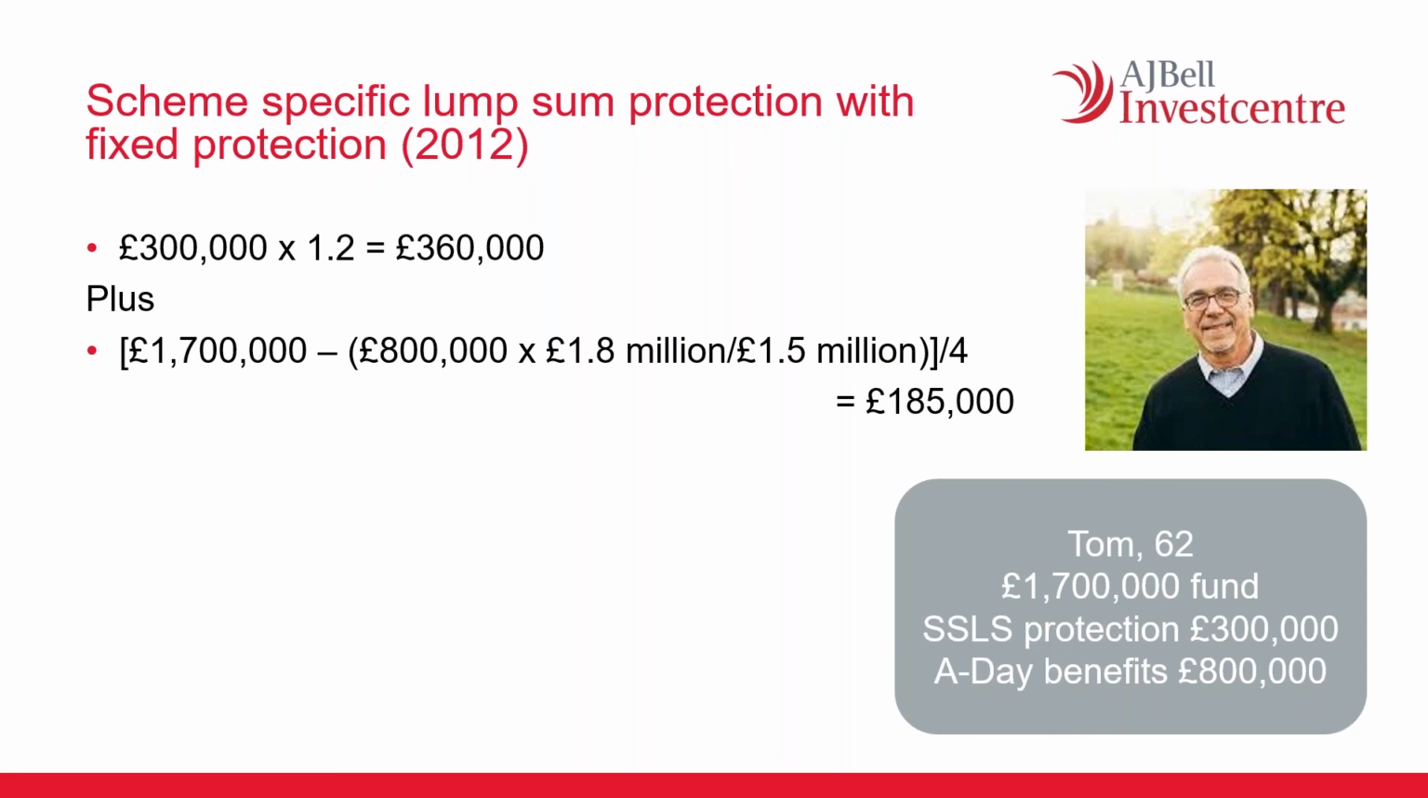And you deduct from that his A-Day benefits of £800,000, total A-Day fund. But the revaluation is then based on his protected level of 1.8 million divided by the A-Day level of 1.5 million rather than the current one. So that will make quite a big difference to the PCLS he can take out. The difference between those two divided by 4 gives him an additional lump sum in relation to his post-A-Day benefits of £185,000. So his total PCLS will be £545,000.